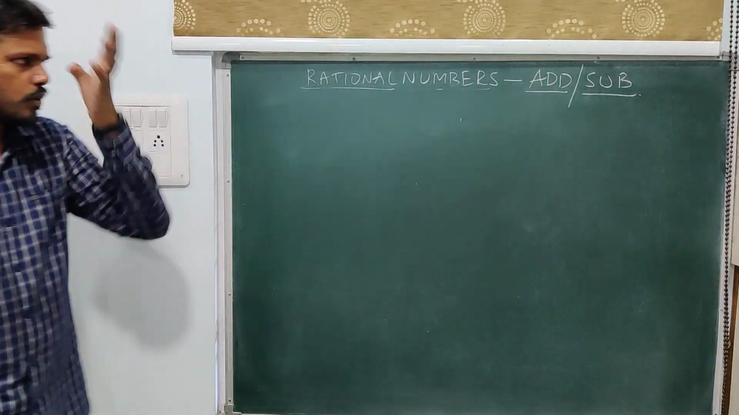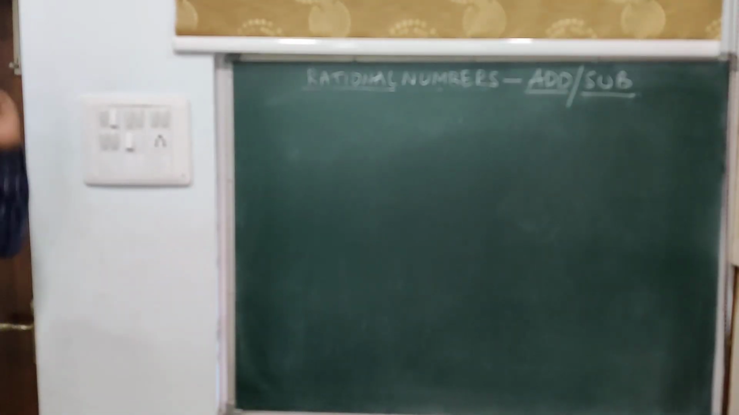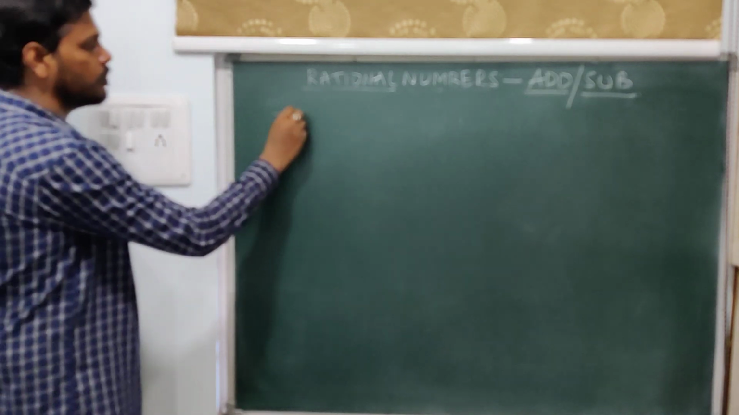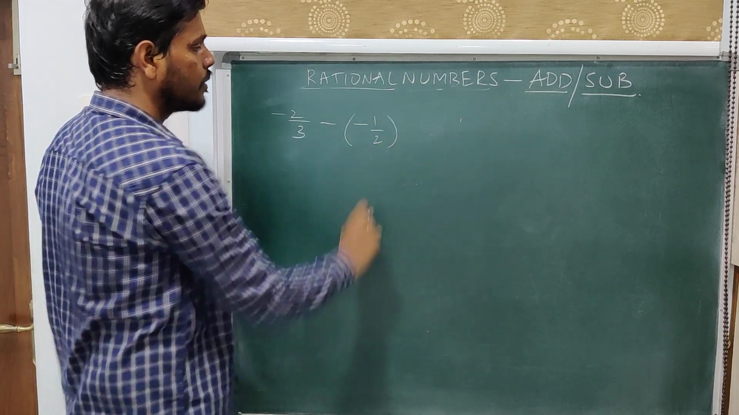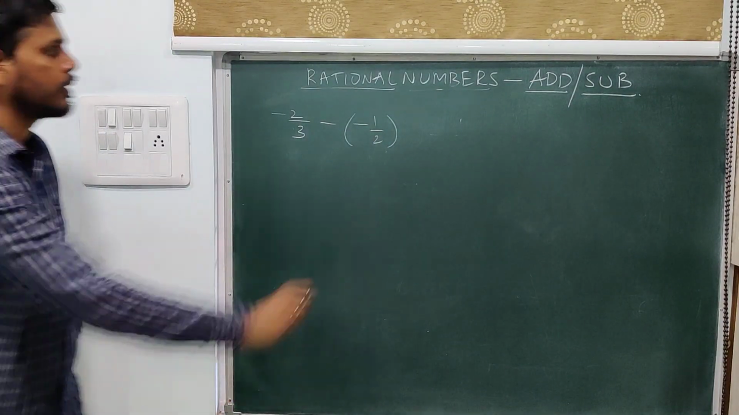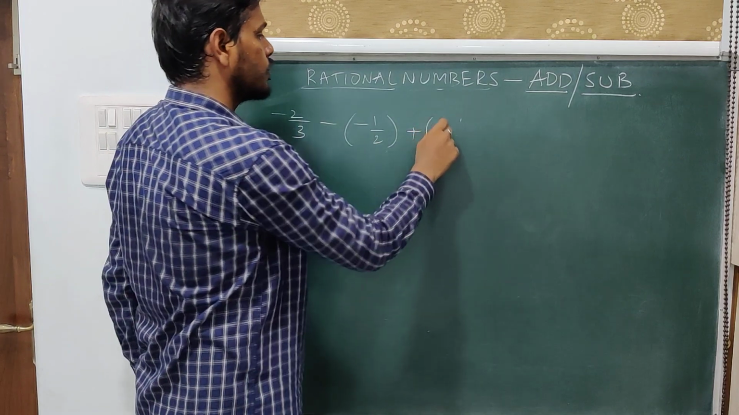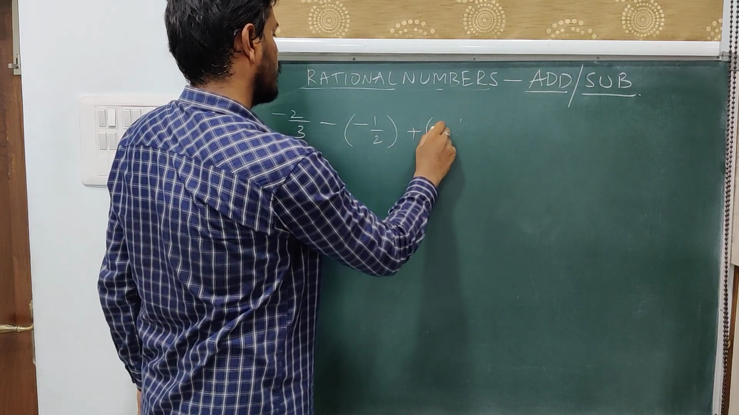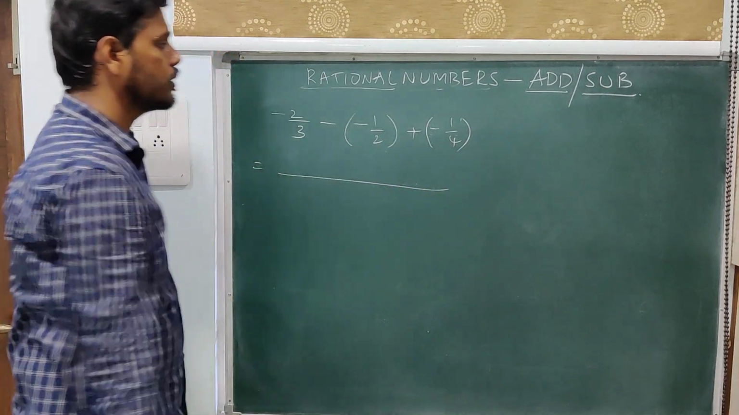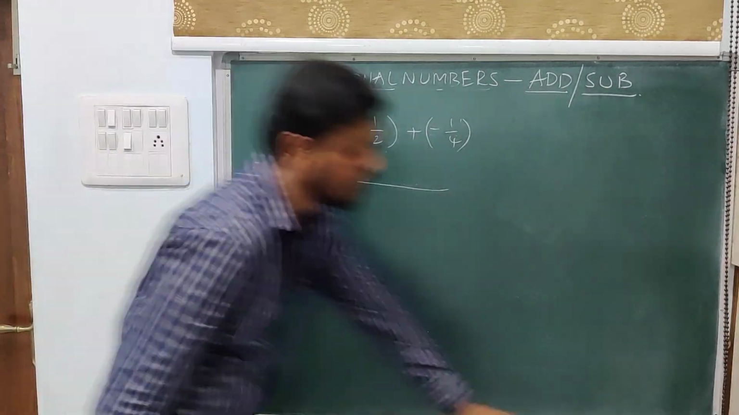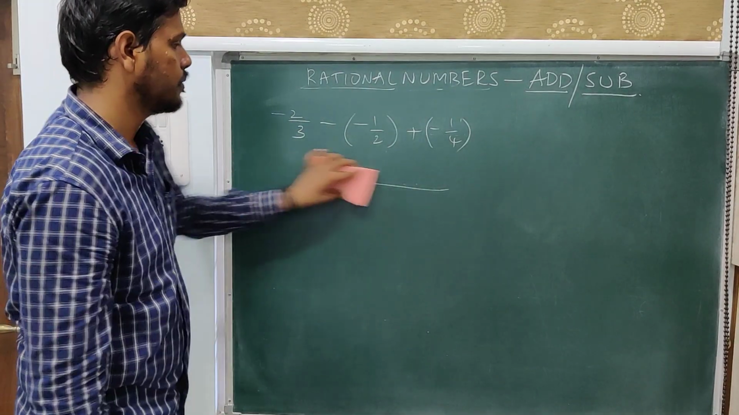Before we conclude, we will see one more example, just a small one. Say minus 2 by 3 minus 1 by 2, then plus minus 1 by 2. So this is the case. Okay, first we multiply it, that will be rather easy.